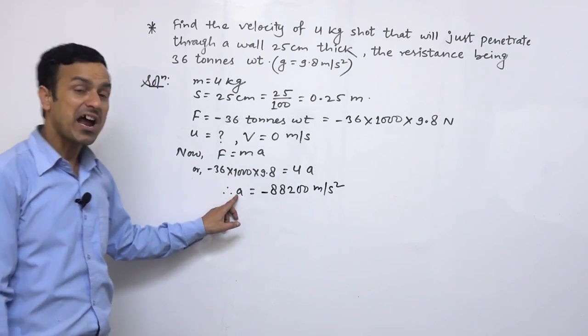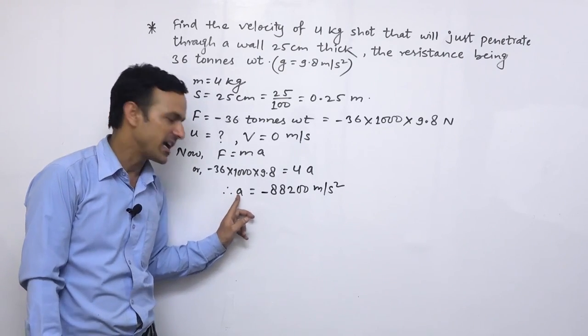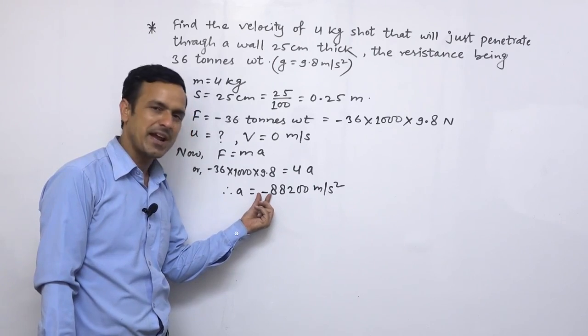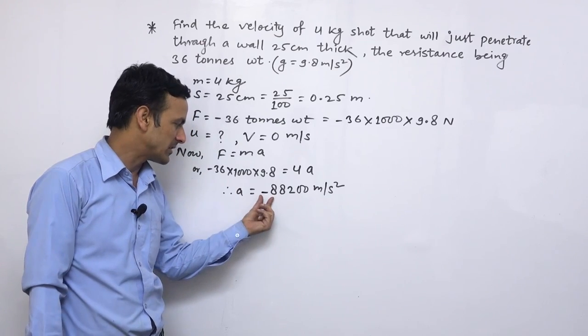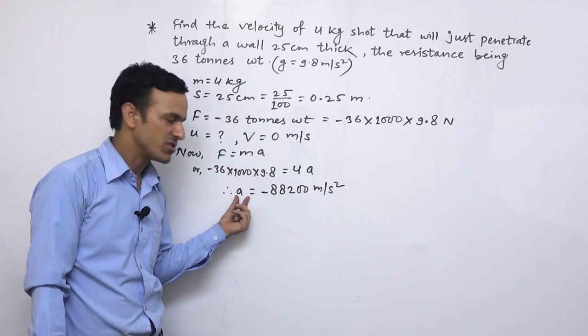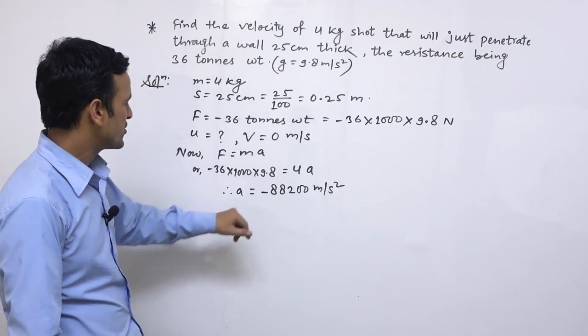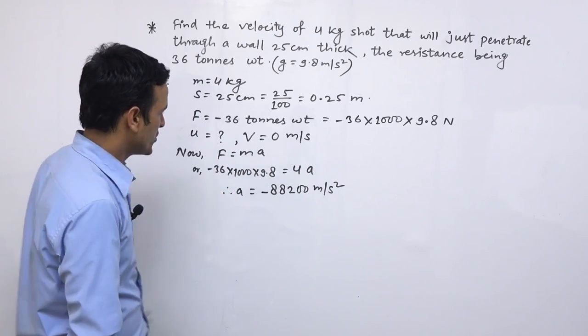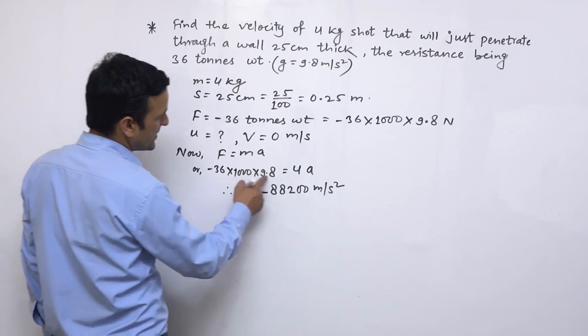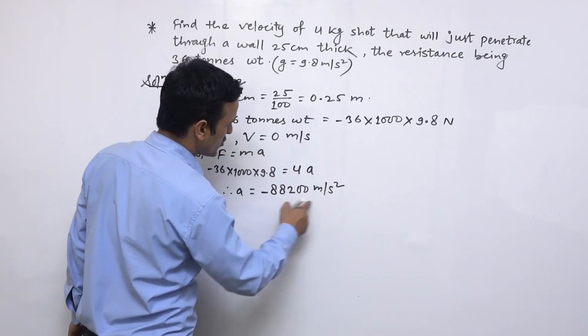So it is a retardation because it is negative acceleration because minus is here. A minus means this is negative acceleration. It is retardation. We can say that retardation is 88200 meter per second square. So solve it and divide by 4, we get this term.